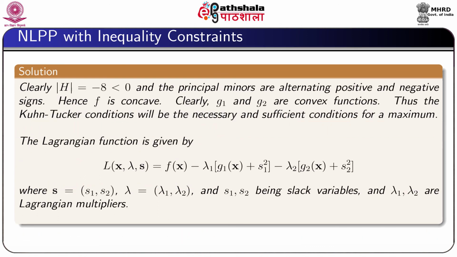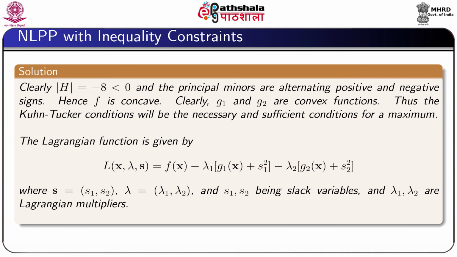It is easy to see from the Hessian matrix that the principal minors have alternating positive and negative signs. Hence, f is concave, and clearly g1 and g2 are convex functions. Thus, the Kuhn-Tucker conditions will be the necessary and sufficient conditions for a maximum.